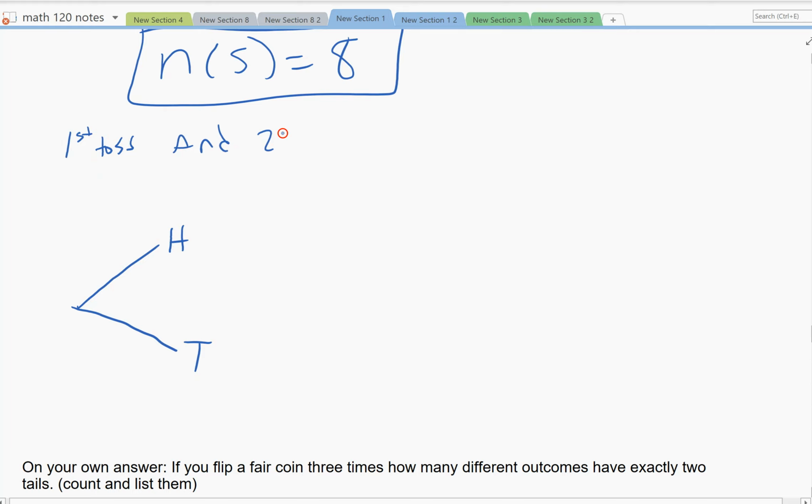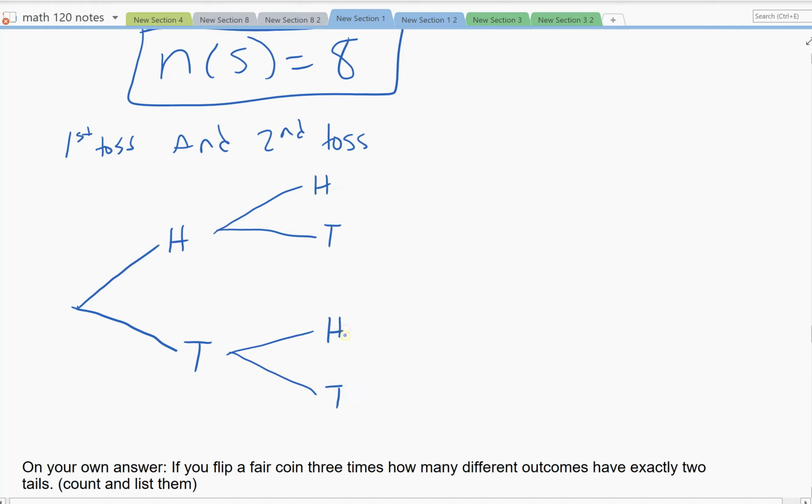And then I have my second toss. It also has 2 possible outcomes, but my branches are going to stem from what happened on the first outcome. So I've got heads here. Well, the second toss could come out heads or tails again. And same thing down here. If I toss tails on the first one, my second toss could come out heads or tails. And so I've got 4 sets of branches when I have 2 tosses.